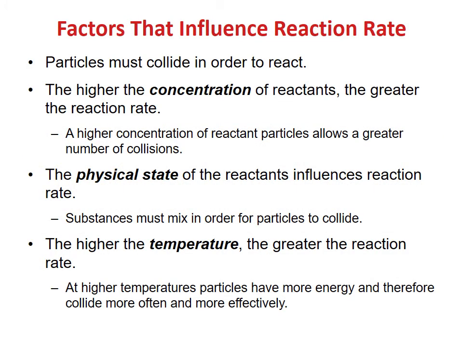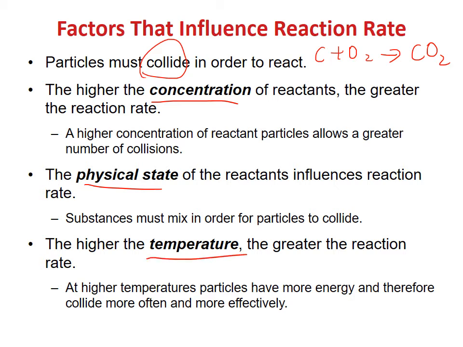For a chemical reaction to occur, reactants must collide in order to react. For example, carbon and oxygen must collide in order to form carbon dioxide. The factors that influence the reaction rate include concentration, physical state, and temperature. The higher the concentration of the reactants, the greater the reaction rate. And this is because a higher concentration of reactant particles allows a greater number of collisions.